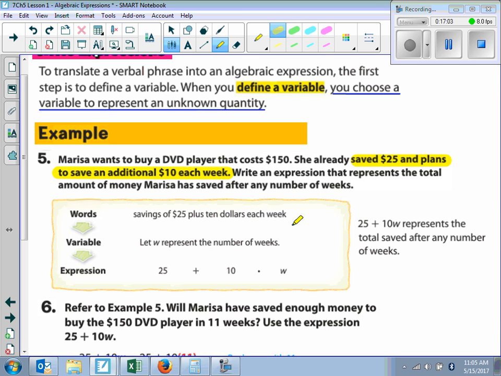Now, what is it that we don't know? We don't know the number of weeks. Very good. We don't know the number of weeks, so that is what we're going to use to define our variable. So we'll say W is equal to the number of weeks. Okay? So now, once we know what the variable is, we know what we're trying to write in the expression, now we can translate that English to math. So here, she's saving $25 plus the $10 each week. And of course, each in math means multiply. So there is the expression that we're writing.